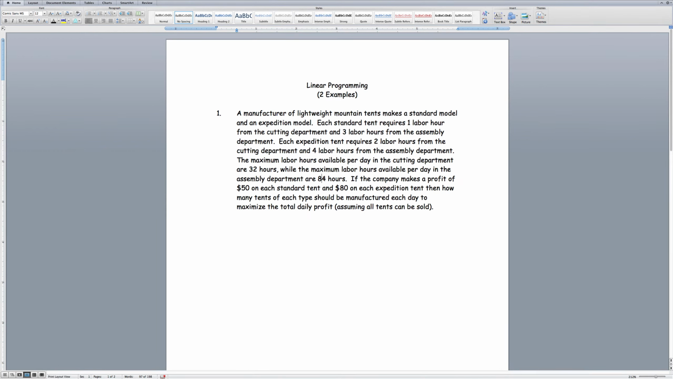I only have 84 hours for the assembly. Well, the standard tent requires 3 labor hours for each tent, so it should make sense that I'm going to have 3X. And the expedition requires 4 assembly, so it should make sense that I have 4Y, and I have 80. Whoa. I put down 80. It's not 80. It's 84. Okay, kind of makes sense.